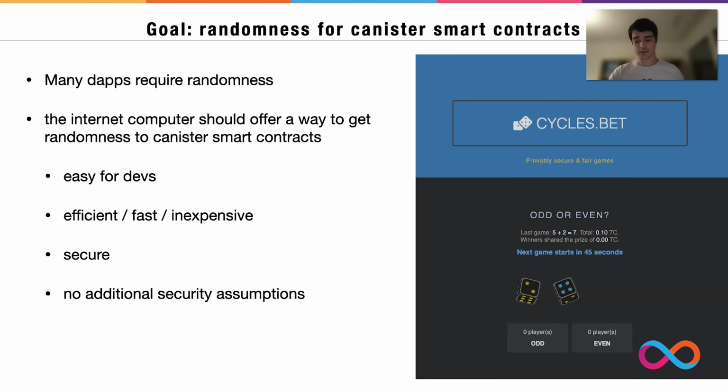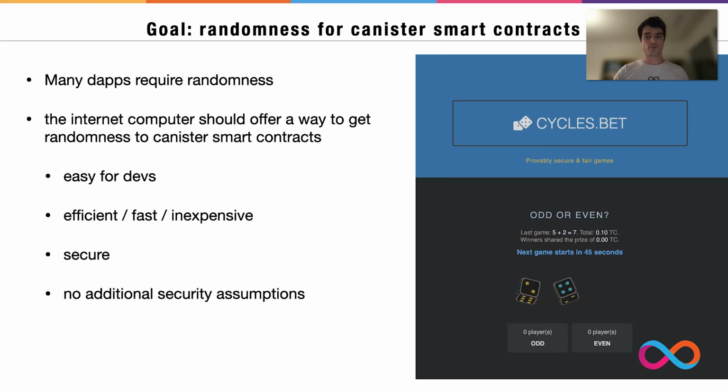We want it to be secure, right? If I were to make this app, I wouldn't want to lose cycles all the time because people can game the system somehow. I would want it to be fair, such that the odds are like they should be. And building on that security, we want to avoid adding more security assumptions than we already have in the internet computer. We already need that the majority of a subnet blockchain is honest. We don't want to add new security assumptions to that.